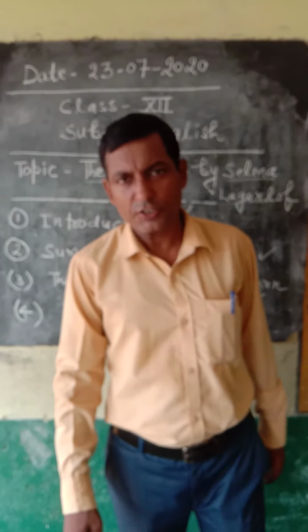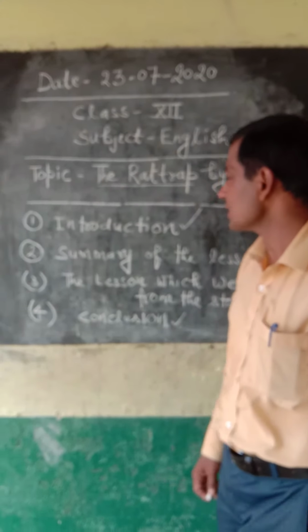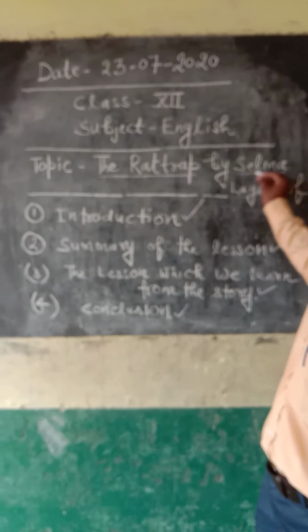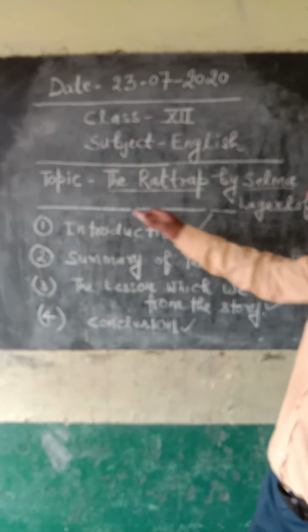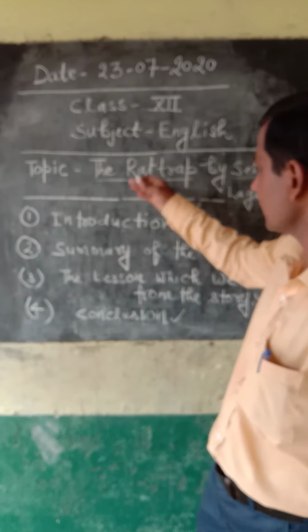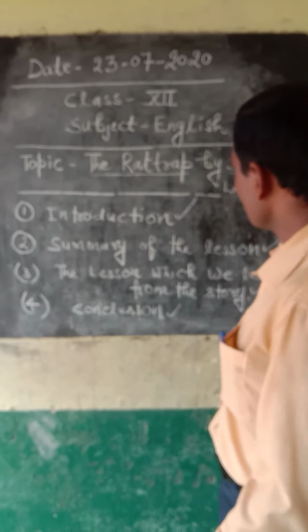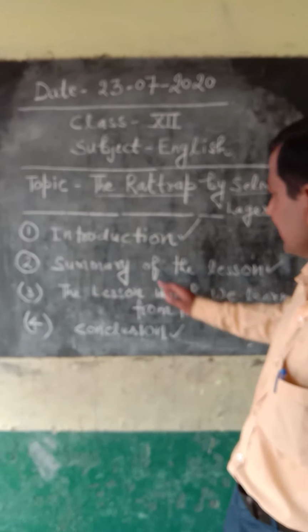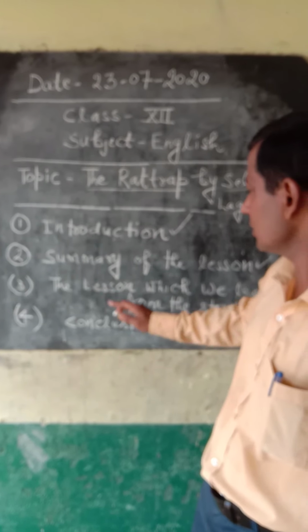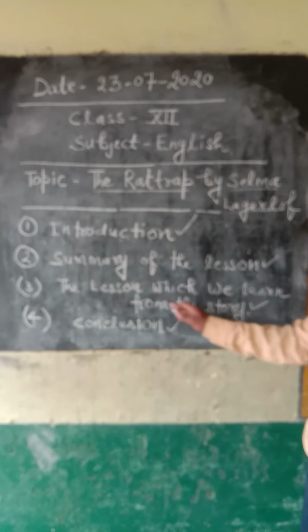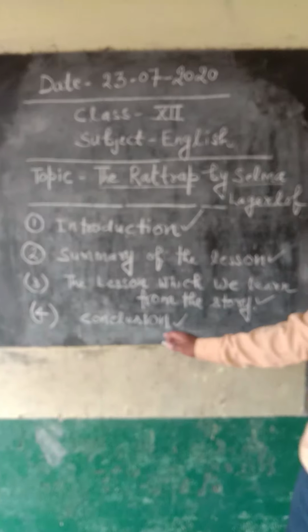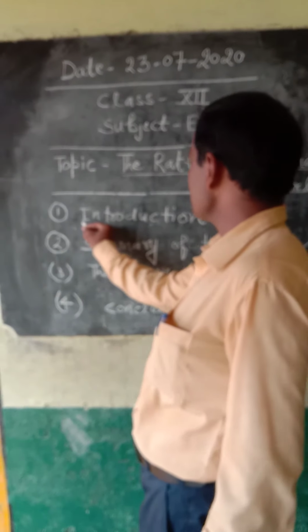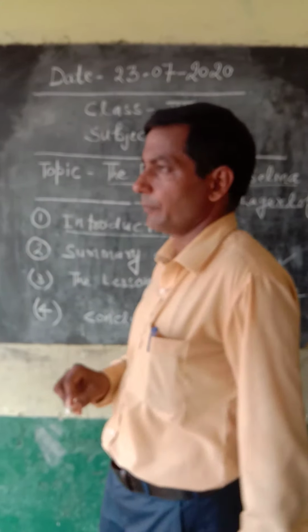Good morning, students. Today I am going to explain the topic The Rat Trap by Selma Lagerlof. Students, I will explain this topic on the basis of these 4 points which I have just written: introduction, summary of the lesson which we learned from the story, and conclusion. So, students, I am starting from the introduction.